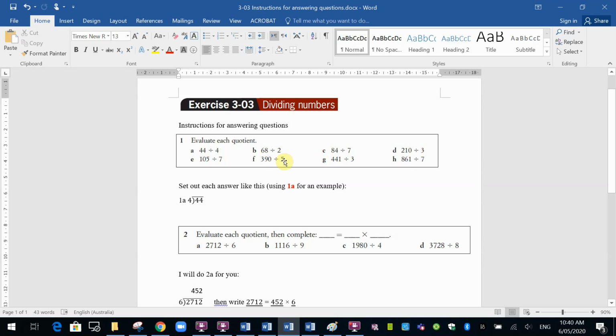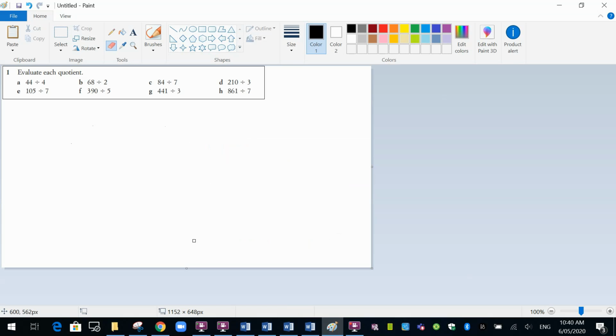Now let's go with, let's see, maybe one that looks like this one, 105 divided by 7. So let's have a look. I'm going to reproduce it here. 105 divided by 7. So we do the dividing sign, and inside is the 105. Excuse the writing, sorry, divided by 7. So that's how we set it out for that question, 105 divided by 7.